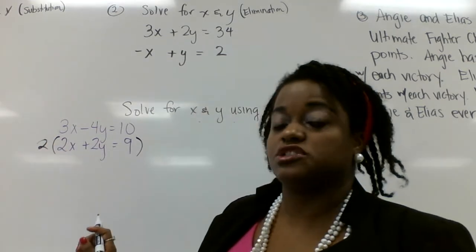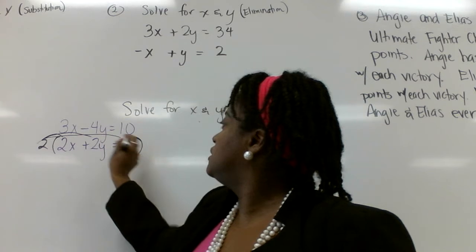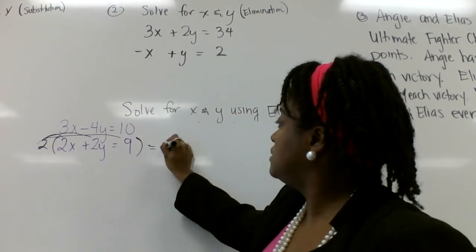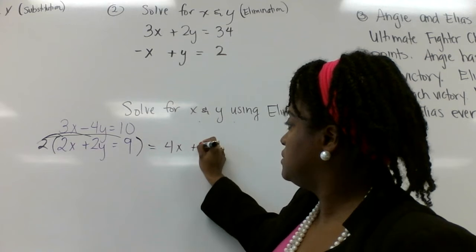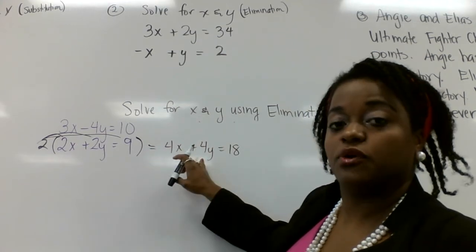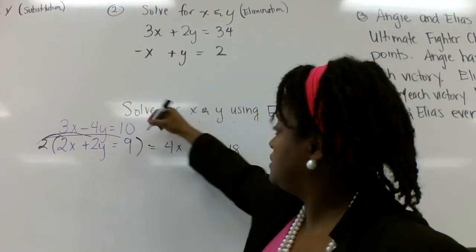And so that 2 will distribute in to all three terms. I'm going to write it over here. So I have 4x plus 4y equals 18. This top one stays exactly the same.